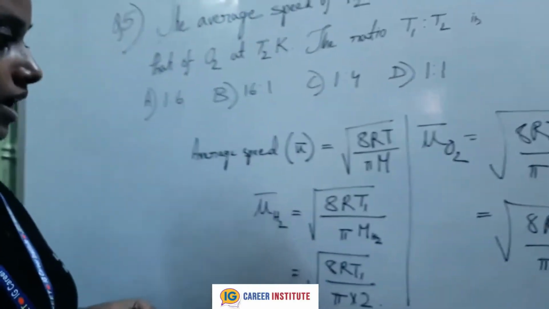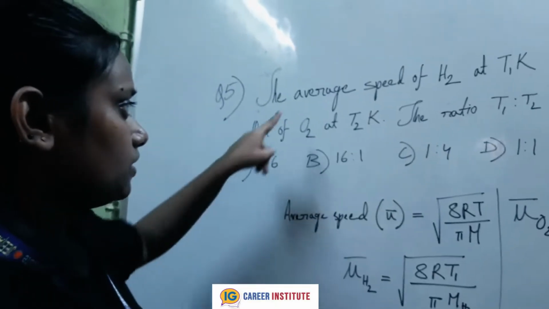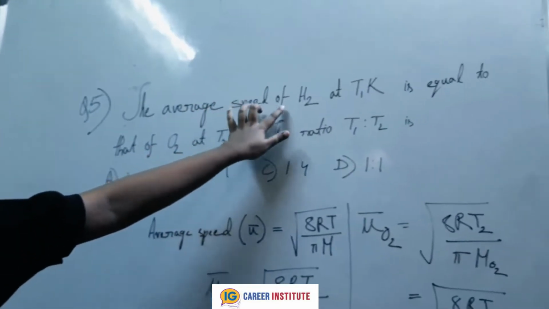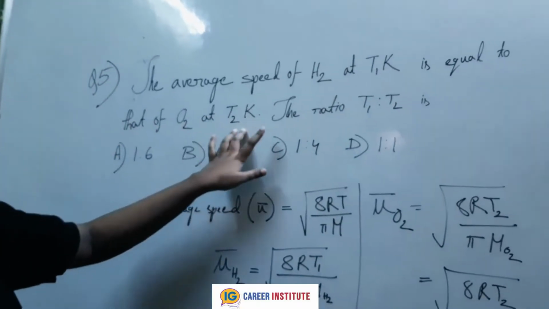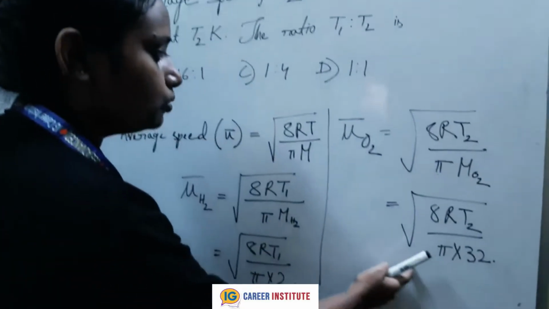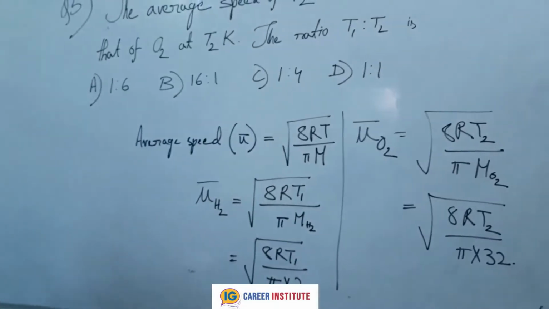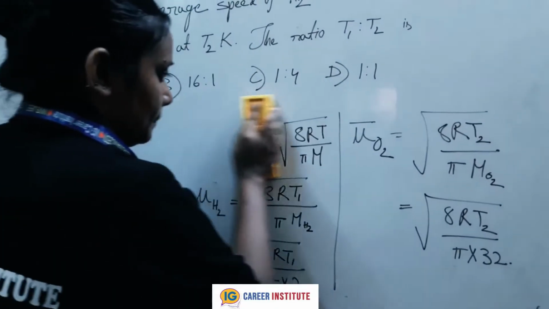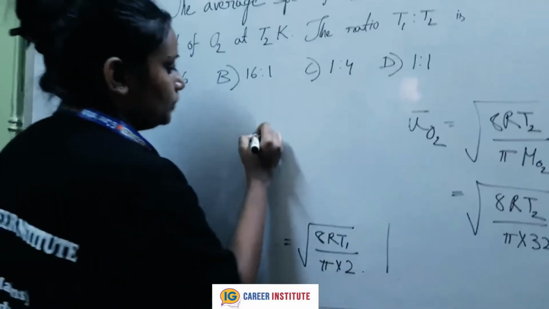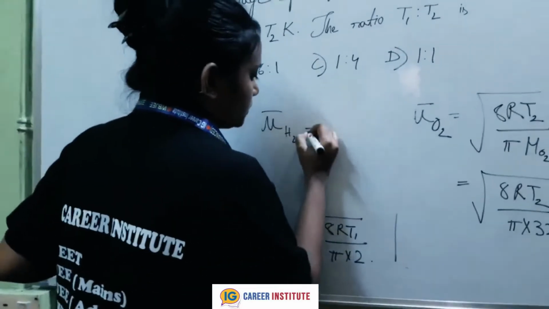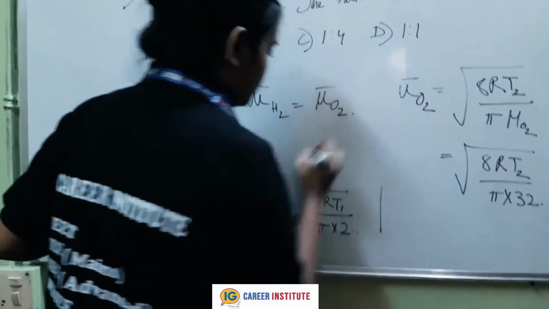Now in this question it has been said that the average speed of hydrogen at T1 Kelvin is equal to that of oxygen at T2 Kelvin. So we can equalize these two. So basically in our question, u bar of hydrogen equals u bar of oxygen.